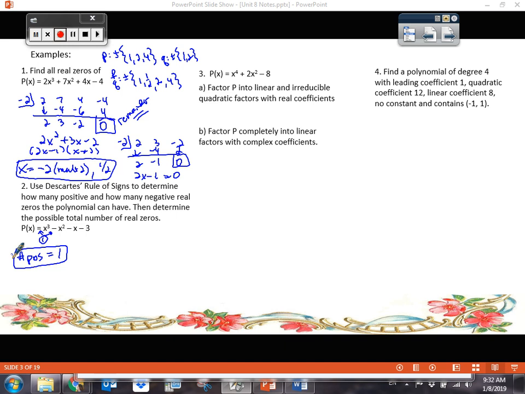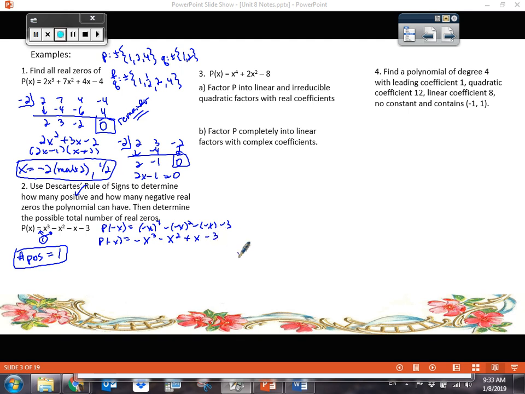So that's what we asked. How many positive, how many negative, how many total? Okay, so that's positive. To determine negative, we first have to find P of -x. So what I'm going to have to do is put a -x everywhere there's an x and simplify. So I put -x cubed minus -x squared minus -x minus 3. So let's simplify. So -x cubed is -x cubed, minus -x squared is a positive x squared, so x squared, minus a minus would be plus x, and then minus 3.